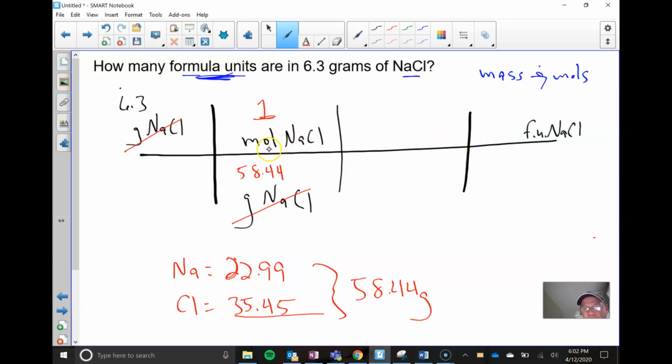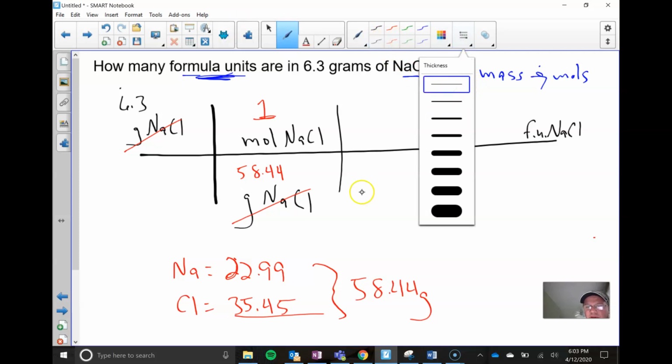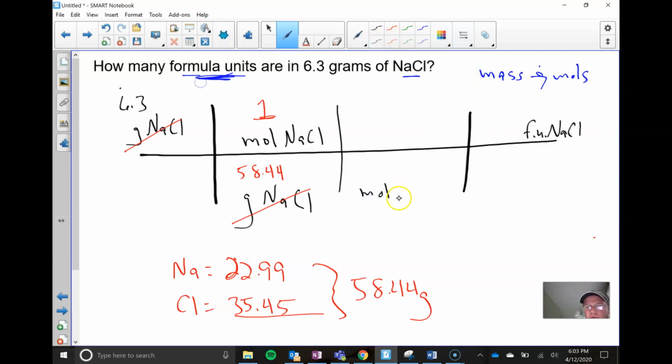So now I canceled the grams of sodium chloride unit, and I'm in the unit of moles of sodium chloride. Well, I can't stop there. I'm on a journey to get to formula units of sodium chloride. So I've got to come down here, and I'm going to put moles of sodium chloride on the bottom because it's on top here and I need it to cancel. And I'm moving from moles of sodium chloride to formula units of sodium chloride.